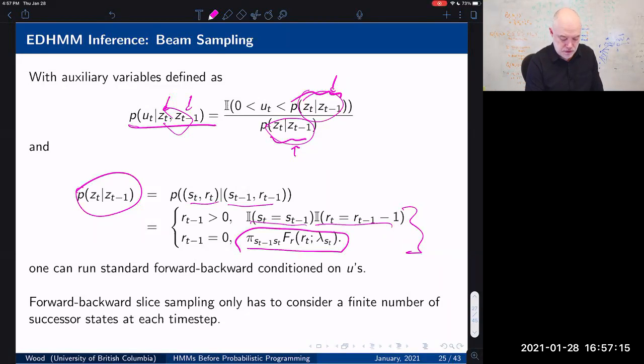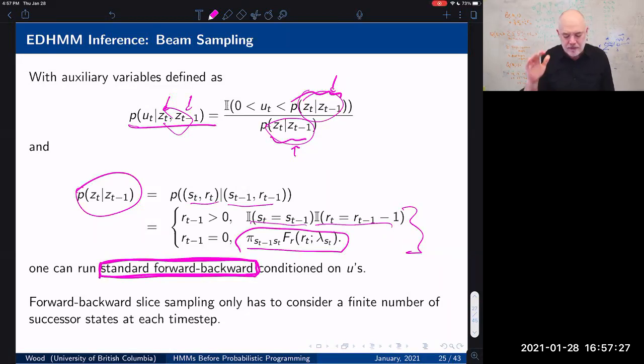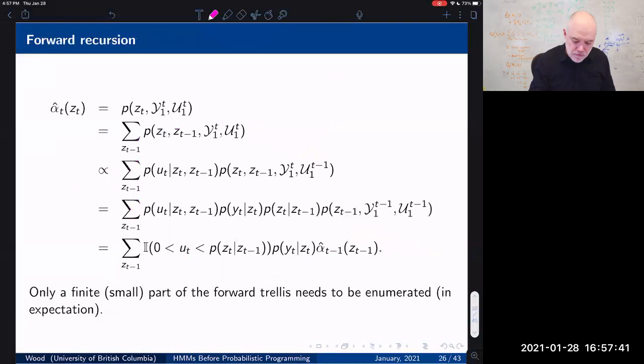Whew. All right. So here's where we could use many more lectures for those of you who do not have this background. But again, we're going to do Prob Prog, so it doesn't really matter. And we can't do forward backward in the Prob Prog setting, so don't worry about it. Just be aware that there's a forward backward algorithm. But conditioned on the U's, we can run forward backward. This means that we only need to consider a finite number of successor states in each time step. And what does it look like? Hopefully we can get through this, and then I'll show you some examples of what this looks like when we do it.